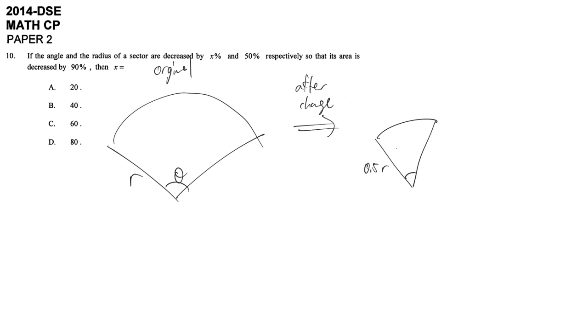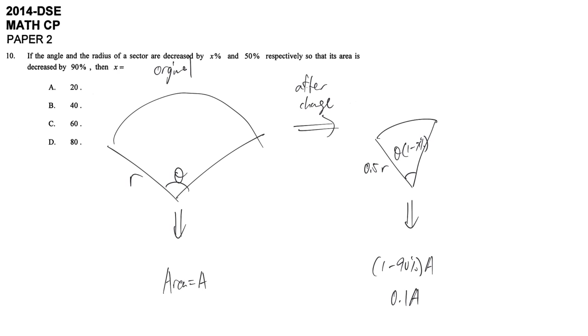Now the angle is theta times 1 minus x%. On top of the original 100%, we deduct x% from it. And they tell you that this outcome area is equal to A. And then they tell you that the area decreased by 90%. That means this is no longer A, but just 1 minus 90% times A. That means 0.1A only.